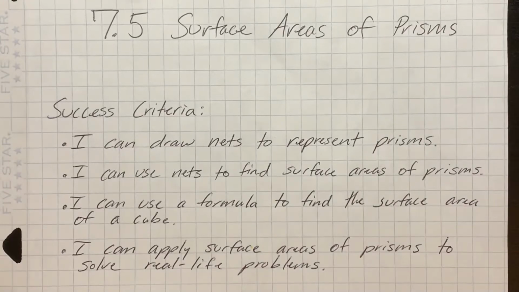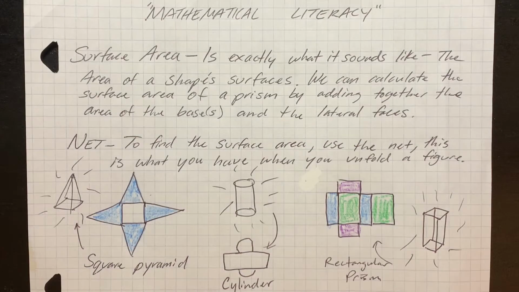For 7.5, surface areas of prisms, our success criteria is that we're going to be able to draw nets to represent prisms. We're also going to use those nets to find surface areas of prisms, use a formula to find the surface area of a cube, and also apply surface areas of prisms to solve real life problems. For our mathematical literacy, we have surface area and net.